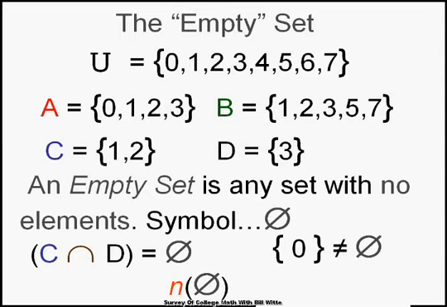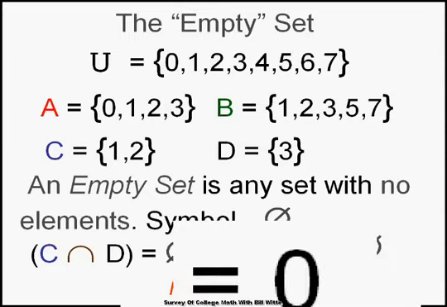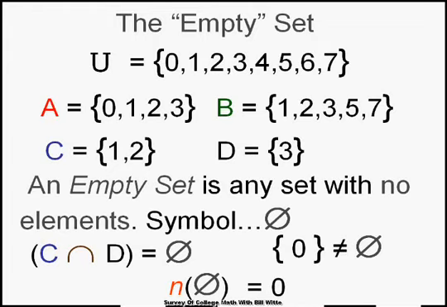Well, if you know what the empty set is and you know what that little n stands for, what is the number of members in the empty set? It's kind of confusing, isn't it? The number of members is a number. Okay?